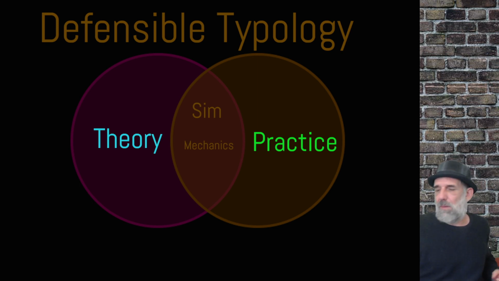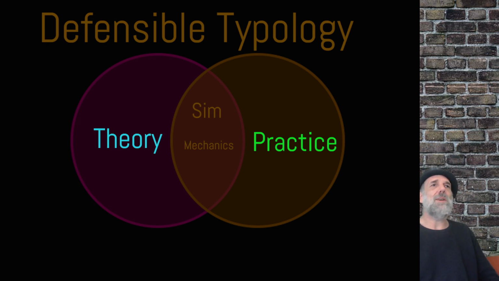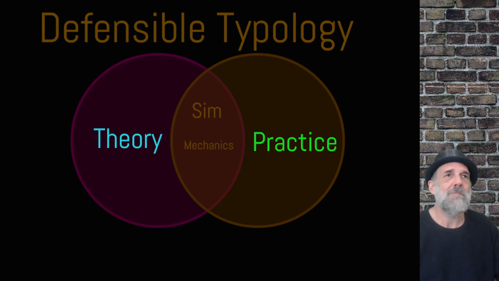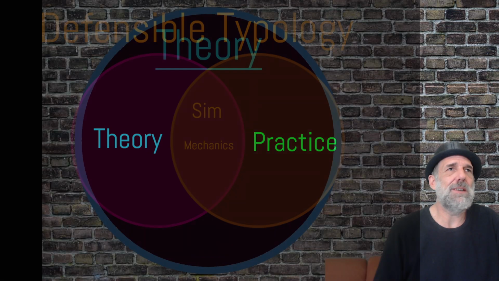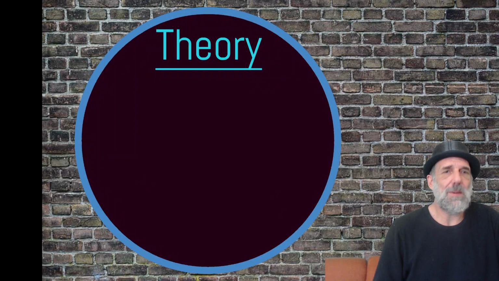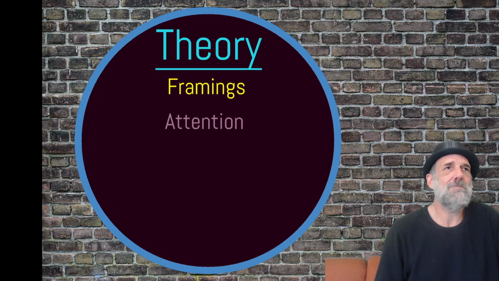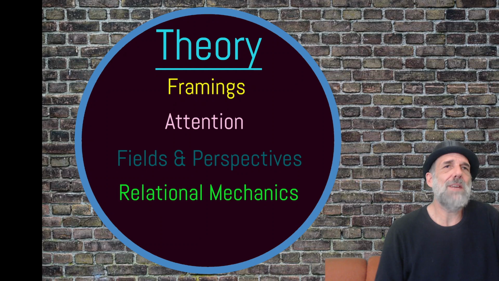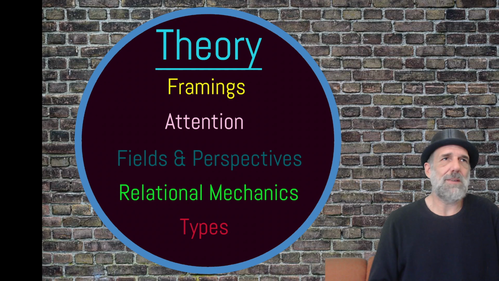So okay, now that we see that this is basically the overview of how we're going to taxonomize the unit being presented of curriculum, because I am a teacher, or was by trade for many years. So let's break down then the theory part. What's involved in the theory part? Well, broadly, you've got your framing section, your section on attention, fields and perspectives, relational mechanics of functions, and lastly, types, type descriptions, etc.